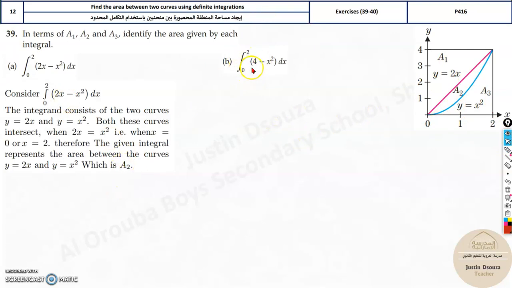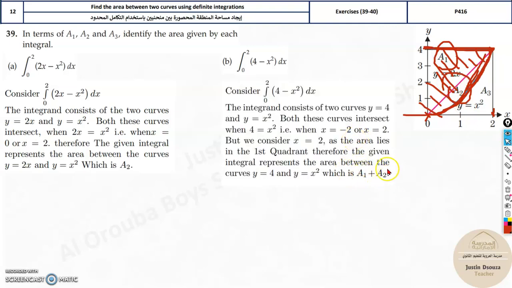Now let's see the next one. What about this 4 minus x squared? Now let us see 4. Where is 4? We know x squared is over here. Okay, that is fine. Then where is 4? This is the thing. Again, from 0 to 2, it's x-axis, but the upper function minus the lower function. Upper function is 4 minus the lower function. So which are the regions in between this from here to here? All the regions in between this. You can see that is A1 and A2. So sum of them, A1 plus A2, that would be the answer. That's how we do it.